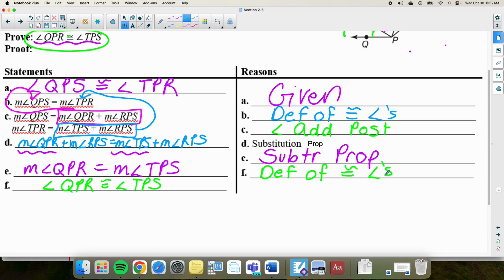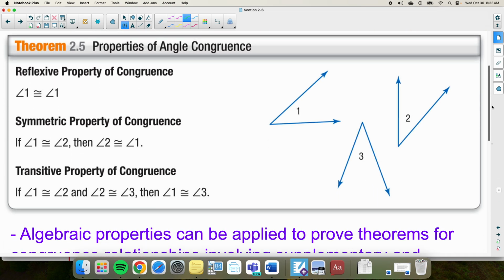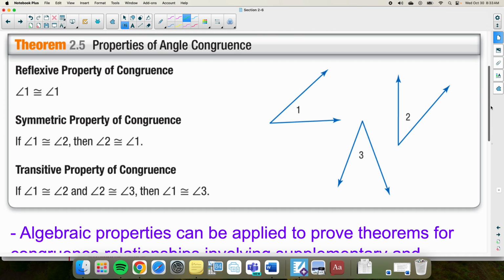Okay, so that's a super common proof that you could see in this chapter. Questions on that? Okay, now we're going to go through a couple things really quick and then do two more proofs. So when you learn new things, a lot of times you again get reminded that these work for reflexive property, symmetric property, and transitive property.